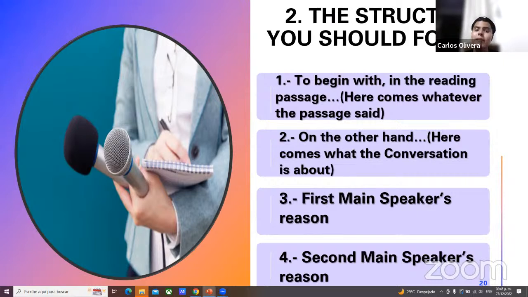As I say, my summary of the reading passage was: to begin with, in the reading passage, we have seen that the fitness center is going to be shut down by the university. And notice that there is a very short summary of the reading passage, and it's super concise, it's superficial. It's not something very complete or, let's say, detailed.